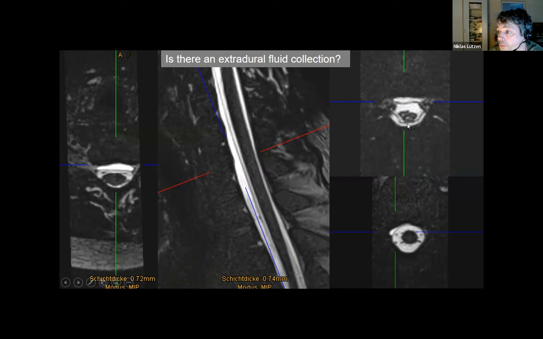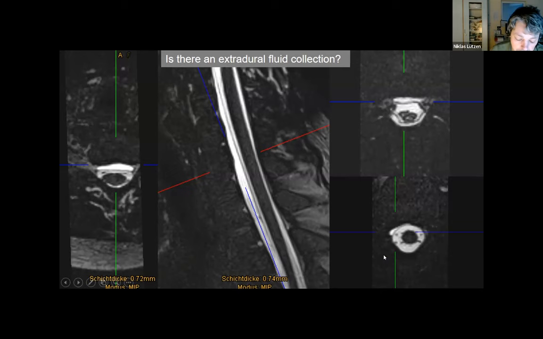So these images have very high spatial resolution. This is another patient where there's only a minimal amount of extradural fluid collection, but without a doubt, this patient as well has an underlying dural tear.